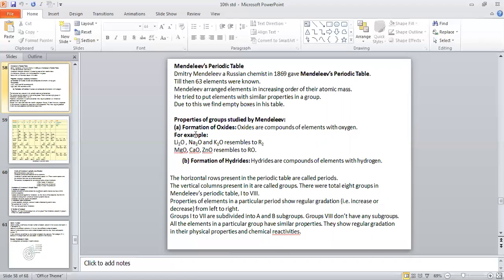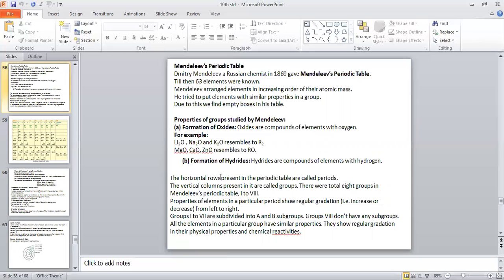First is the formation of oxide. Oxides are the compounds of element with oxygen. For example, lithium oxide, Li2O, sodium oxide, potassium oxide, and these are the magnesium oxide, calcium oxide, zinc oxide. They are having formula RO, and these oxides have formula R2O. Then formation of hydride. Hydrides are the compounds of element with hydrogen.